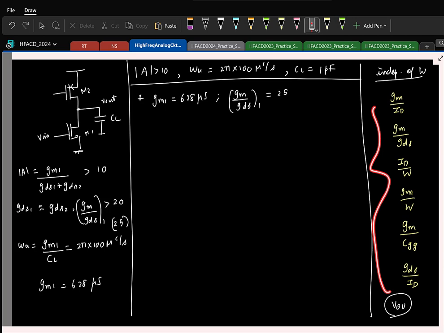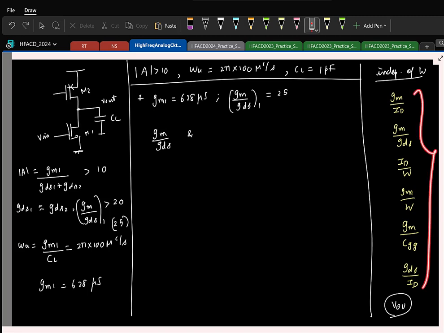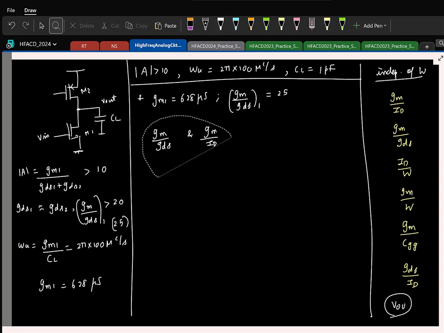In these parameters that we have stored, what is the parameter that we know? GM by GDS, right? Now let us say I want to find the current in the transistor. What is the bias current needed? I know GM, I know GM by GDS, and I want to find ID. So what parameter should I look at? GM by ID, right? It's just logic. If I plot these two, I'll find the required value of GM by ID to get this GM by GDS. That's all.